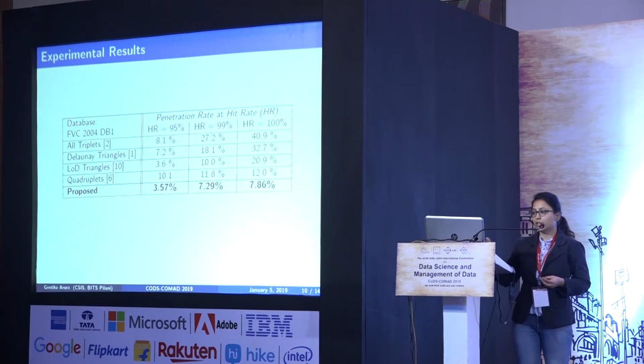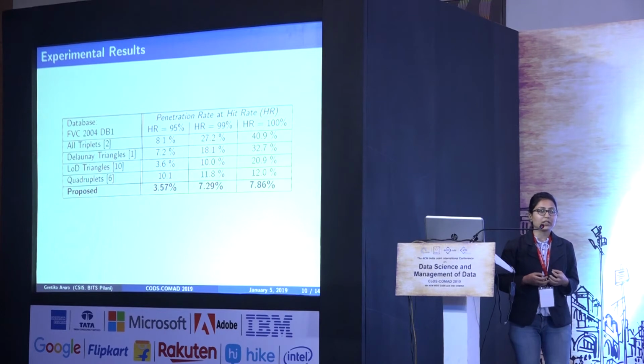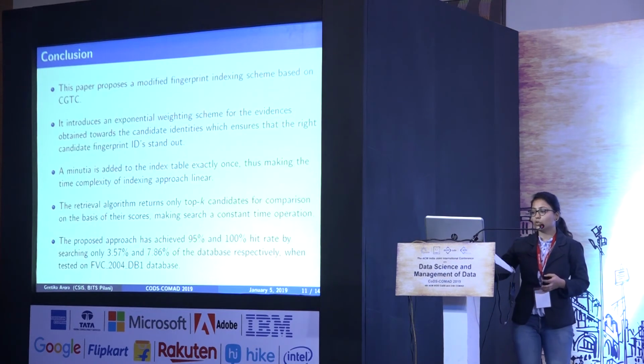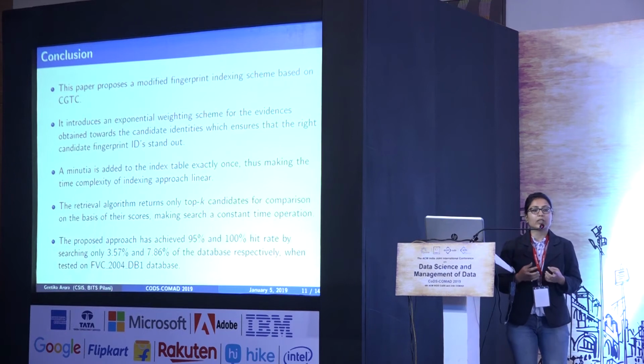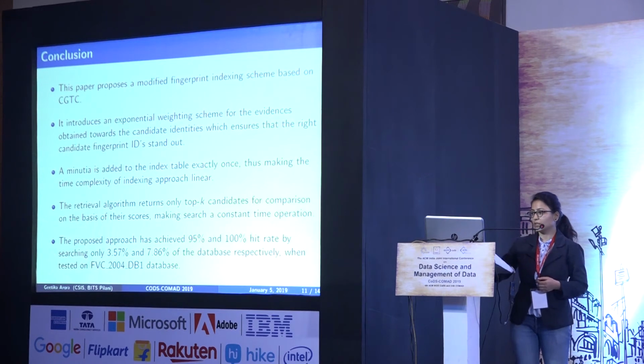So we have got this result. For 100% hit rate, only 7.86% of the database needs to be retrieved, and for 95% we only have to retrieve 3.5% of the database. So we can conclude that for retrieval, we are only retrieving a constant number of candidates. So our retrieval algorithm is constant in nature. This is it. Thank you.